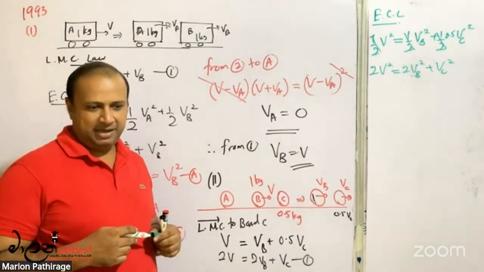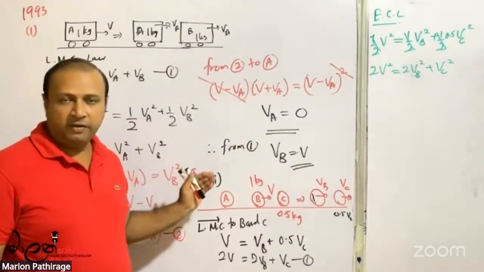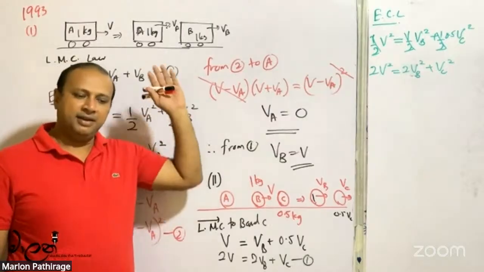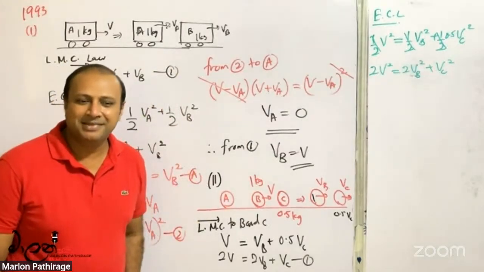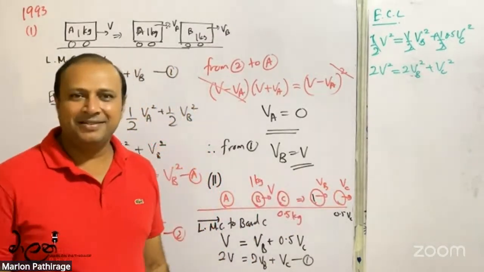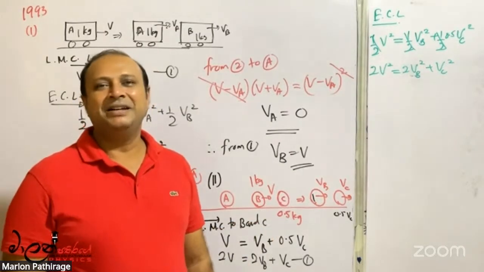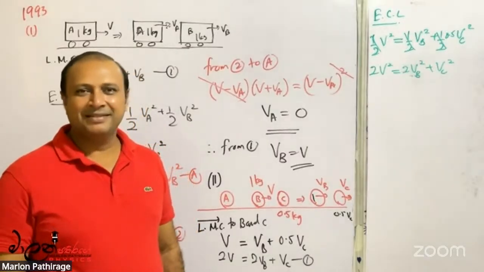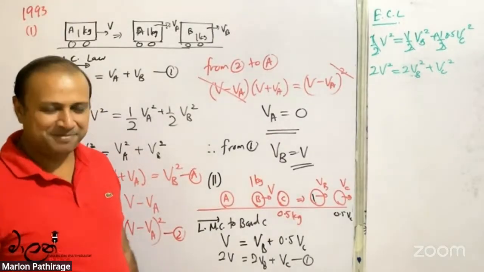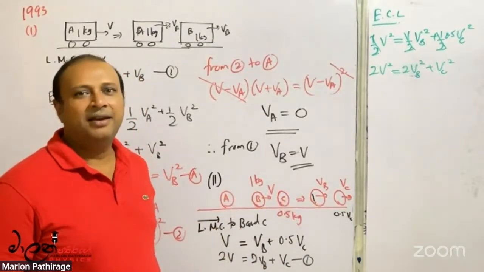If you are given an MCQ question like this, you can do this question using the other relationship. What is the relationship? Relative velocity of approaching should be equal to the relative velocity of separation.